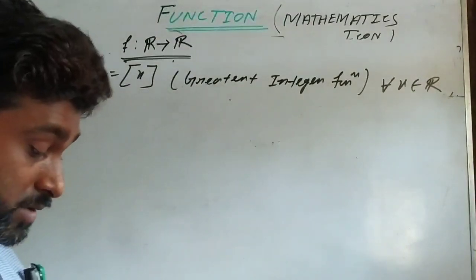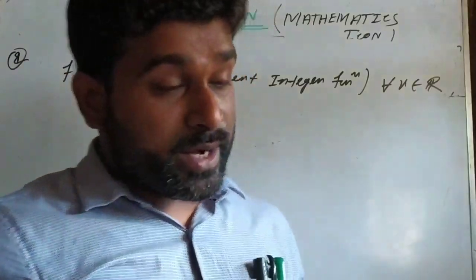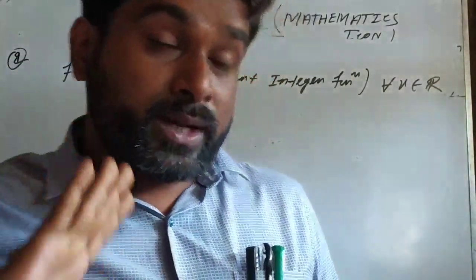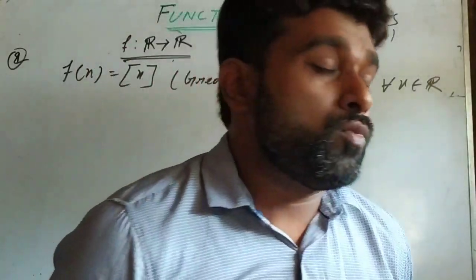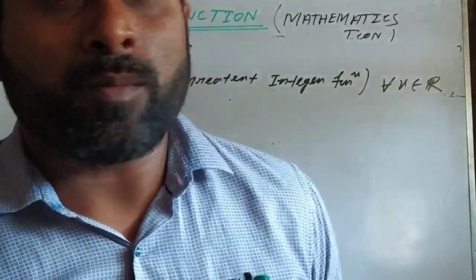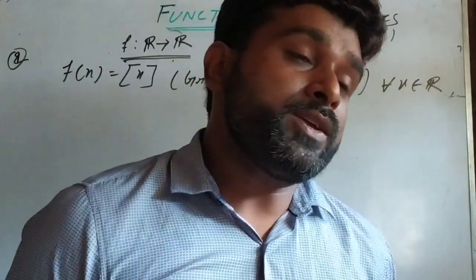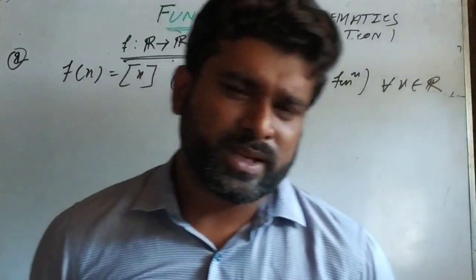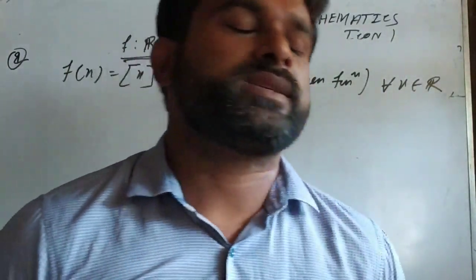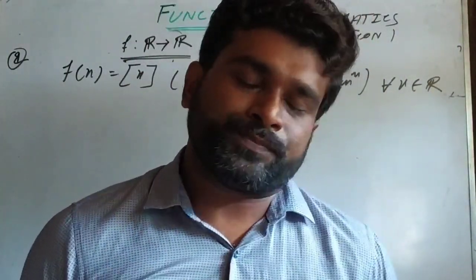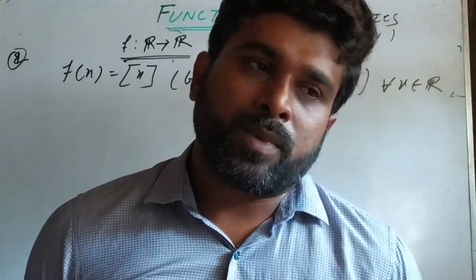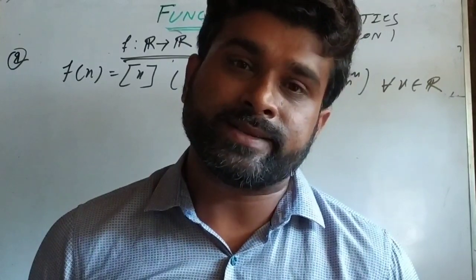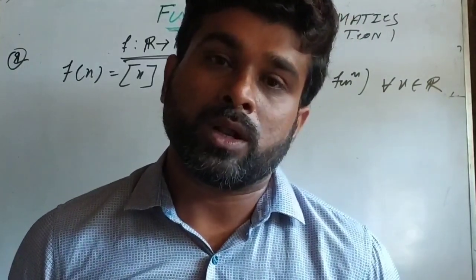Now f(x) is a greatest integer function. The definition was written. So whenever this box is used, what is the actual effect of this box? If I use this box, that means whatever the value of x, it may be a decimal number, it may be an integer number, you can put it inside this box, but the output will be the integer value.